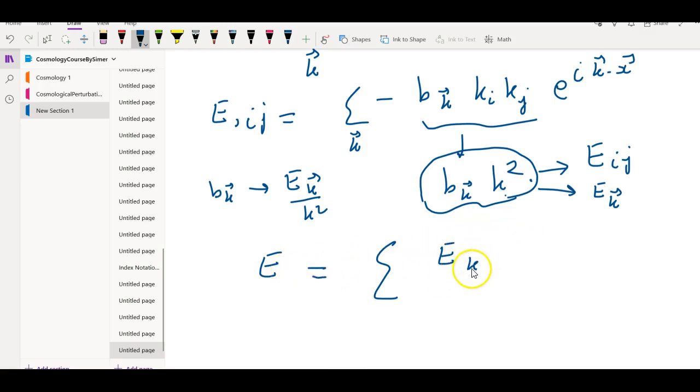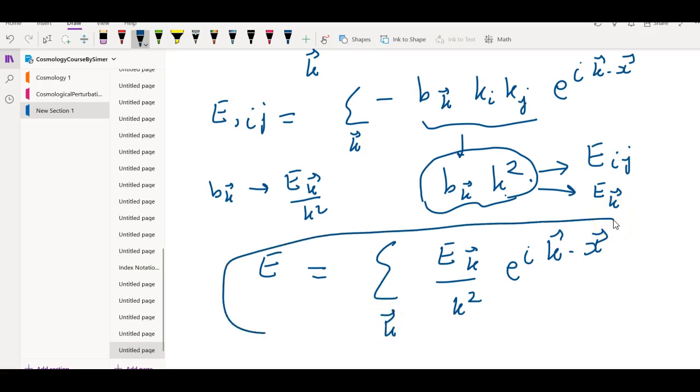I can write this as E is equal to ek over k square e^{ikx}, sum over k. That's how I would expand the scalar which is derived from a tensor.